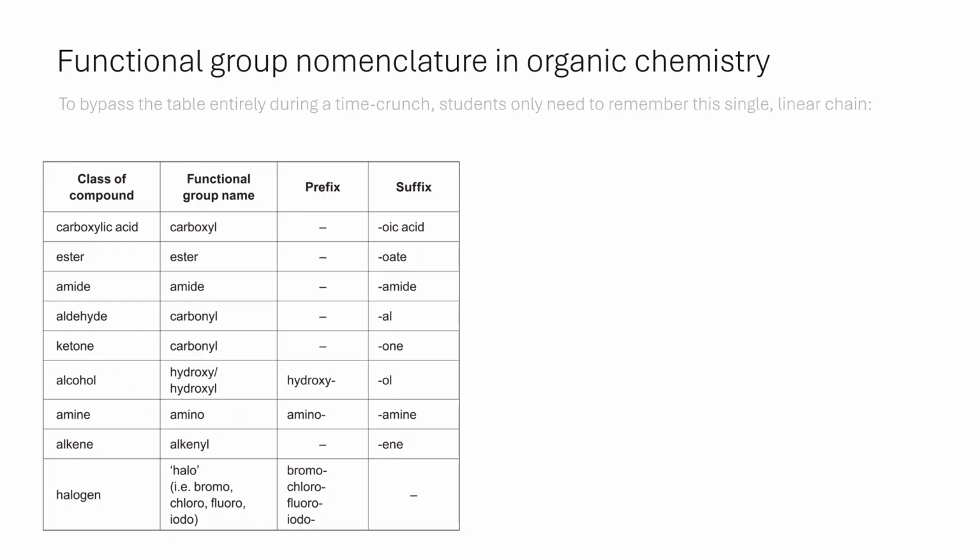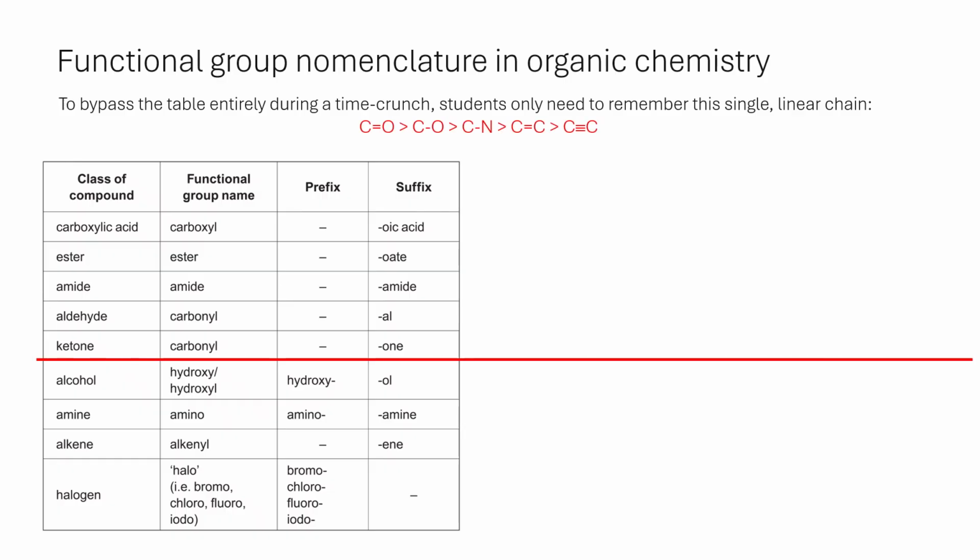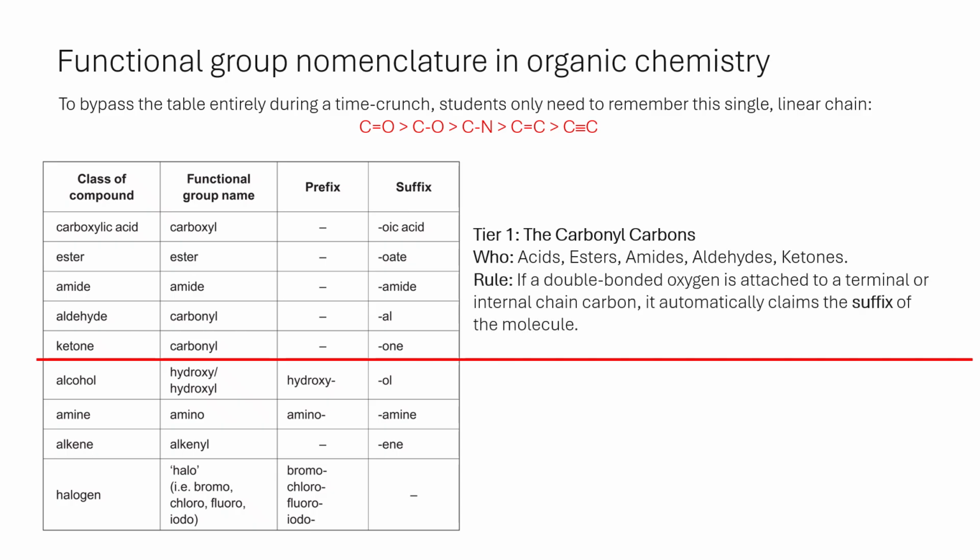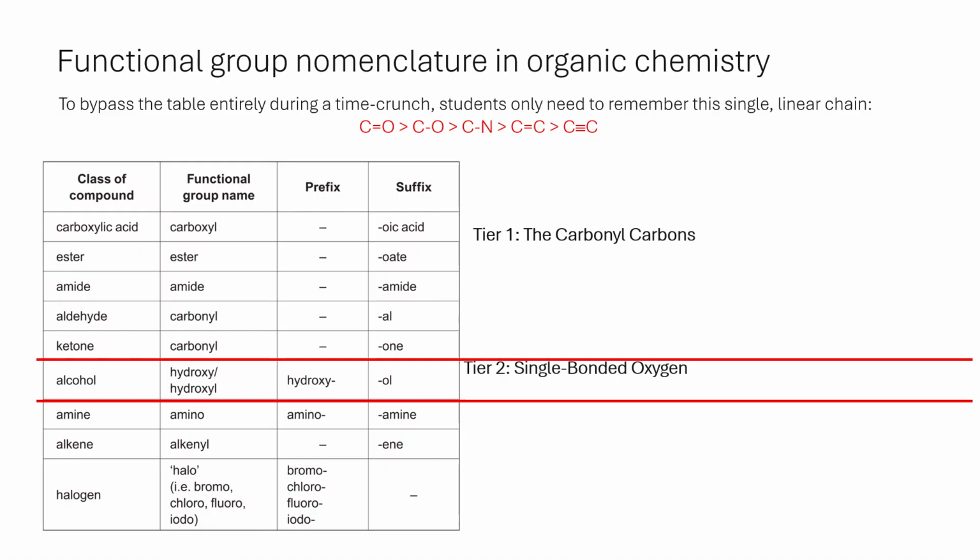To bypass the table entirely during a time crunch, students only need to remember this single, linear chain. Tier 1, the carbonyl carbons. Who: acids, esters, amides, aldehydes, ketones. Rule: if a double-bonded oxygen is attached to a terminal or internal chain carbon, it automatically claims the suffix of the molecule. Tier 2, single-bonded oxygen.